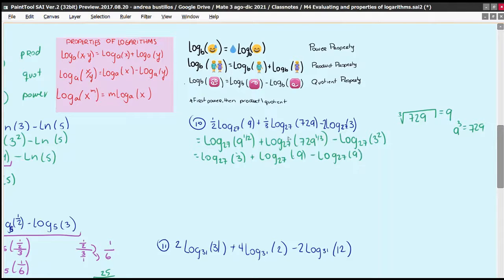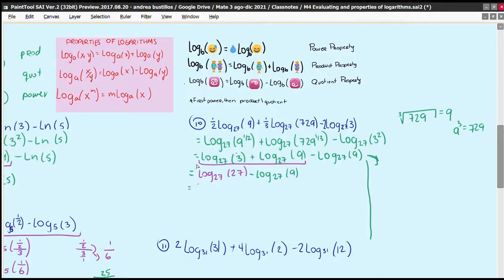So from here, there are two ways to do it. Just by thinking if you want to continue with properties of logarithms or just to continue using your knowledge in algebra. So I'm gonna do the two of them. By continuing to apply properties of logarithms, I'm going to simplify the addition of these two logarithms by applying the product property, meaning that logarithm base 27 of 3 times 9 being 27, minus logarithm base 27 of 9.